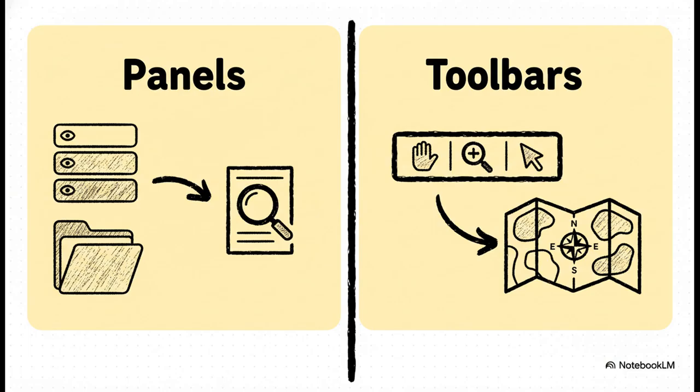So, let's just make one thing really clear. What's the difference between a panel and a toolbar? It's simple. Panels are there to show you information, like your list of layers. Toolbars, on the other hand, contain tools, so you can do something. Knowing that little difference makes it way easier to find things.